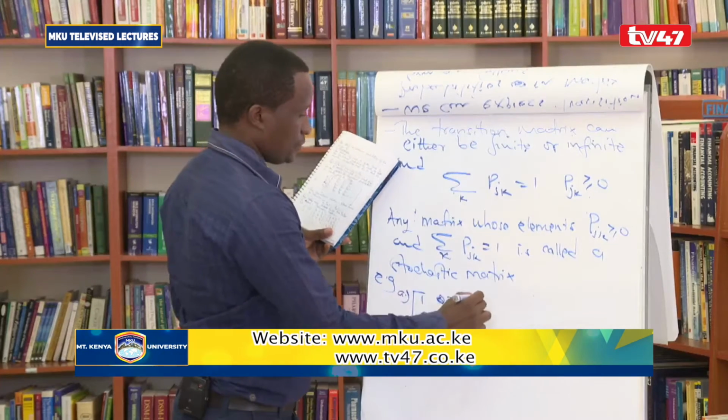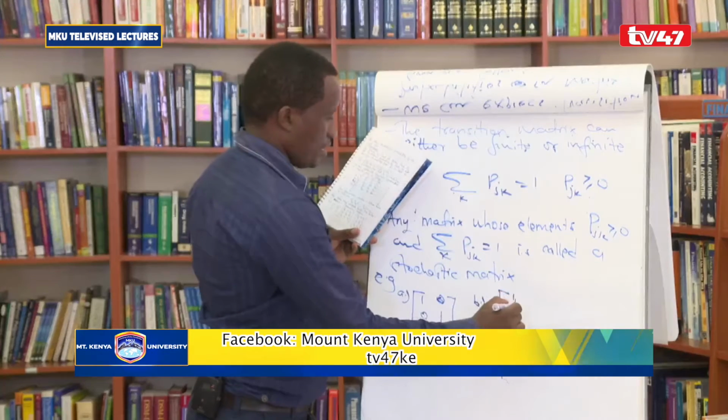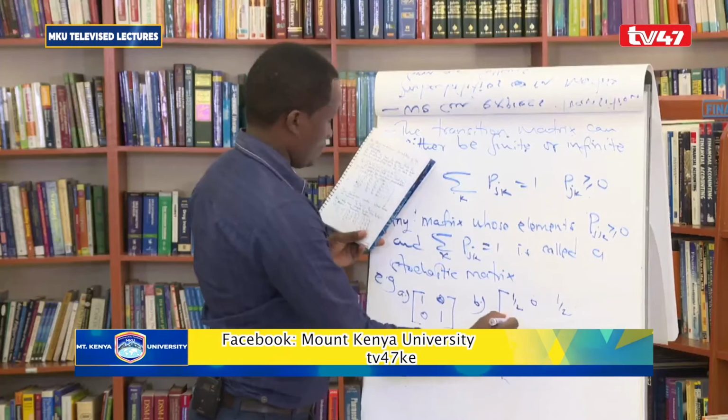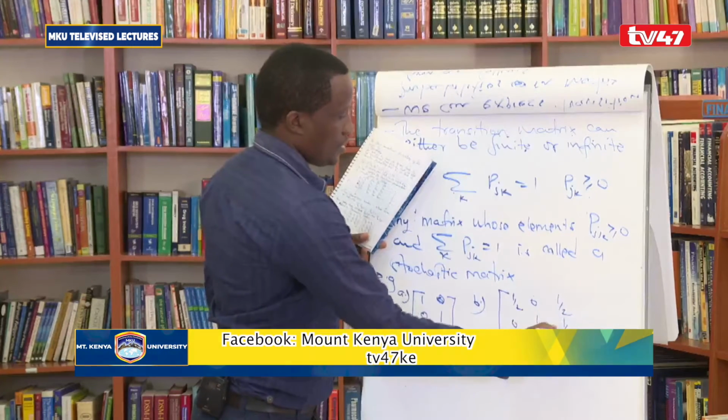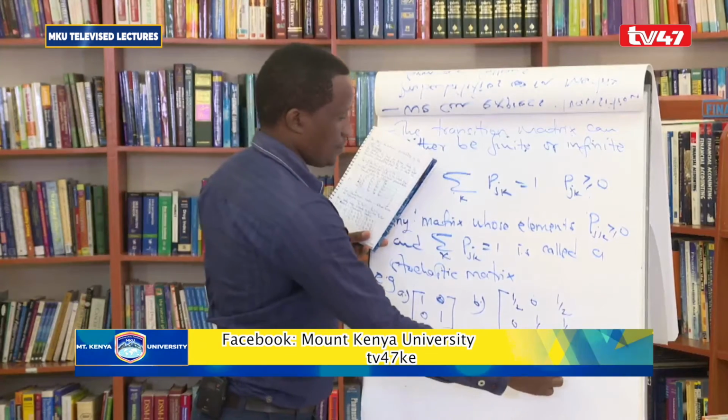Another example, we have the matrix a half, 0, a half, then we have 0, a half, a half, and then we have a half, 0, a half.